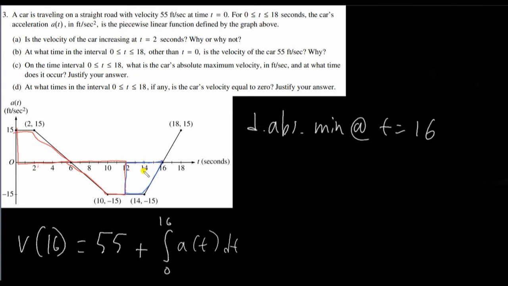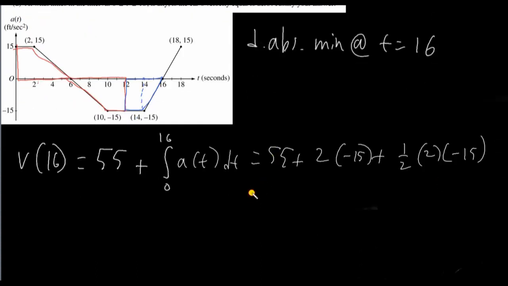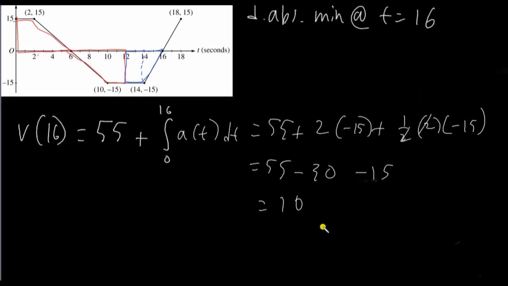Okay, and that's going to be this rectangle that has a t value of 2 and an acceleration of -15. So this is 55 plus 2 times negative 15 plus, and this triangle, which is 1/2 times 2 times negative 15. And let's actually like numerically calculate this out. This is 55 minus 30 minus 15, which is 10. And so this is the minimum velocity in from 0 to 18. This is the lowest the velocity is ever going to get. It's never going to get lower than 10.